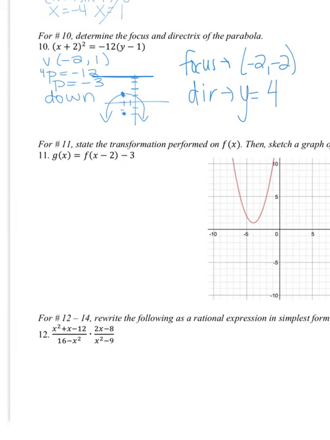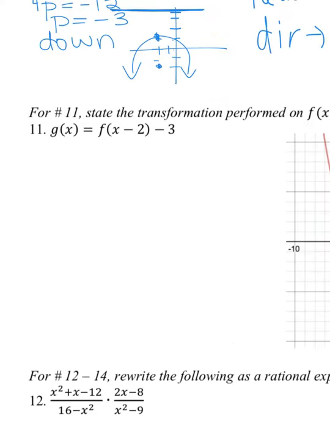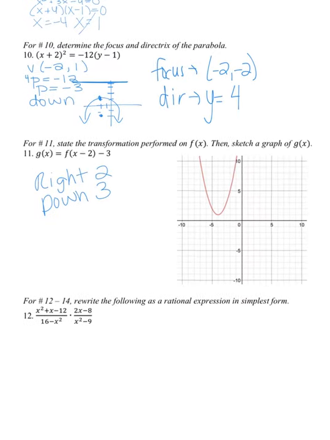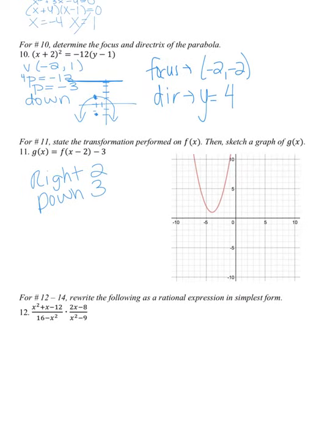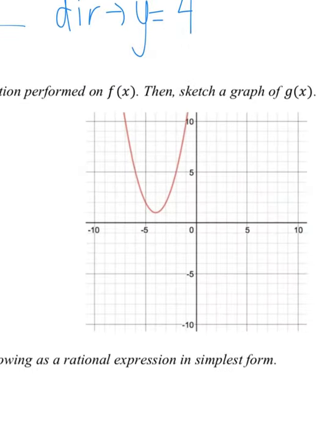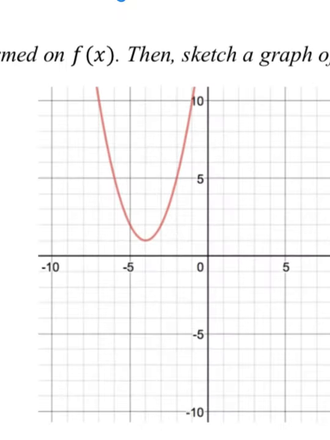Number 11, state the transformation performed on f of x. So the minus 2 tells me that I am going to the right 2. And the minus 3 on the end tells me that I'm going down 3. The second part is to sketch a graph of g of x. So it gives you the graph of f of x. So it also gives you some of these points. So I'm going to use this point here. I'll use this one. I'll take these 5.